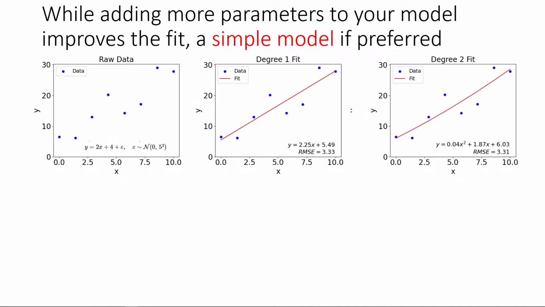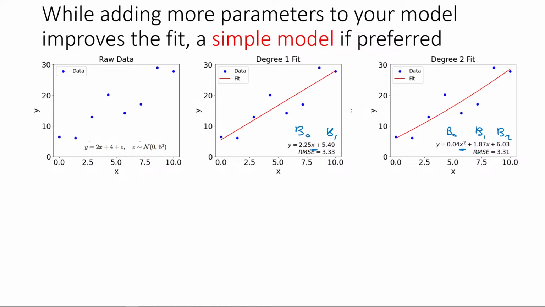So here I'm fitting a first degree polynomial. Here I'm fitting a second degree polynomial. A second degree polynomial is just x to the power 2, and a first degree polynomial is x to the power 1. So here I have my beta 0, beta 1, and beta 2. I have 3 parameters.